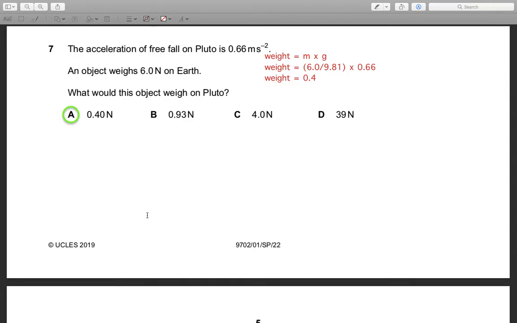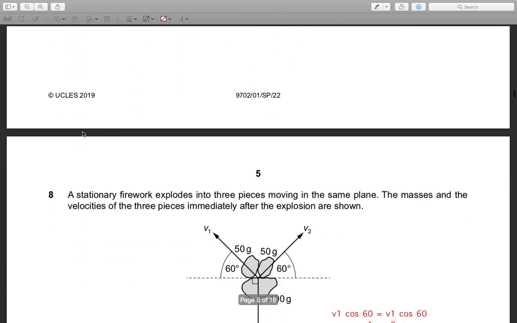When the object is on the Earth, we get mass. Mass equals weight divided by g. Sorry, weight 6 Newton divided by 9.81, and then after that we get mass, times also the gravitational acceleration on Pluto. So we get 6.0 divided by 9.81 as the mass of the object, times the gravitational acceleration 0.66, it becomes 0.4. Okay, the answer is A.